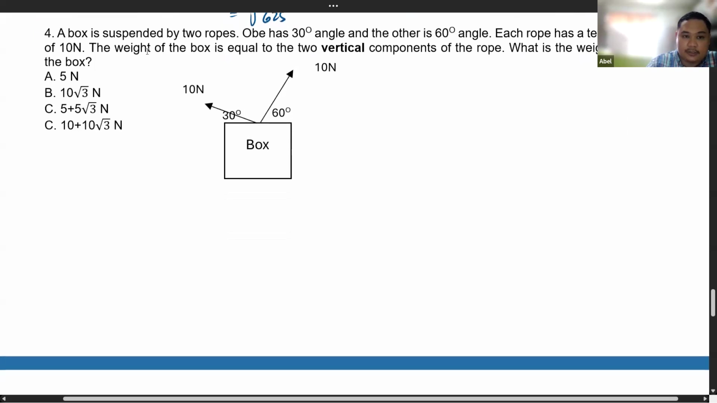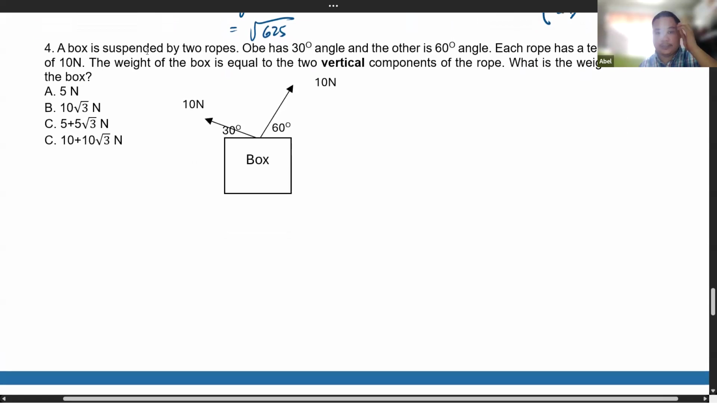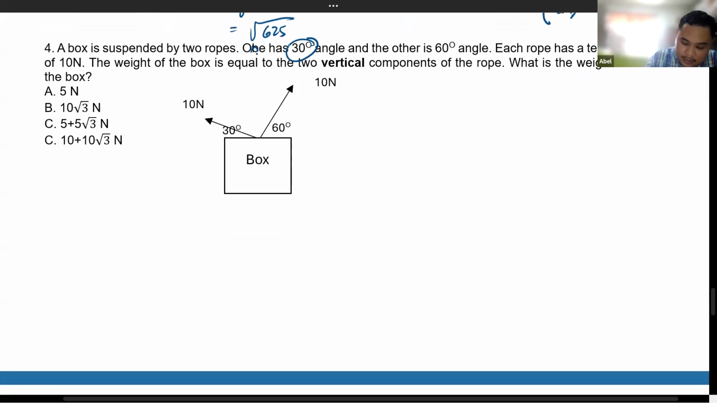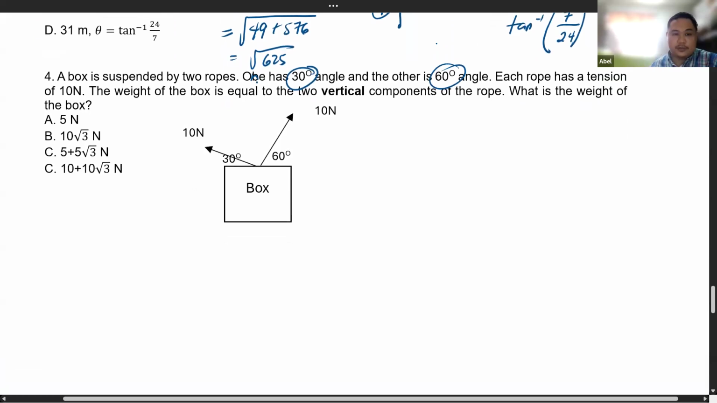Now, how about this number 4? A box is suspended by two ropes. One has a 30-degree angle, and the other is at a 60-degree angle. Each rope has a tension of 10 Newton. What is the weight of the box? The weight of the box is equal to the vertical components of the ropes.